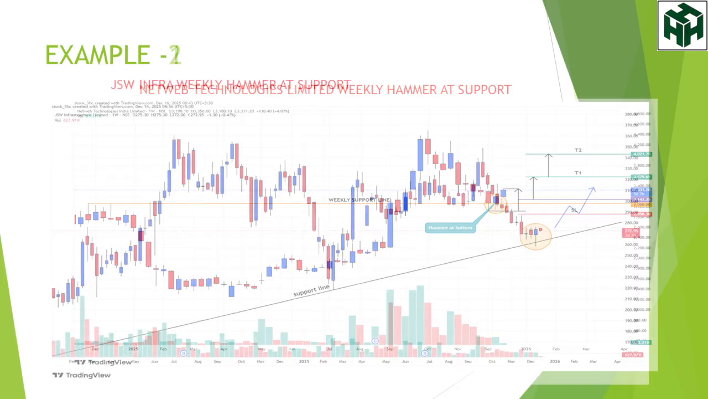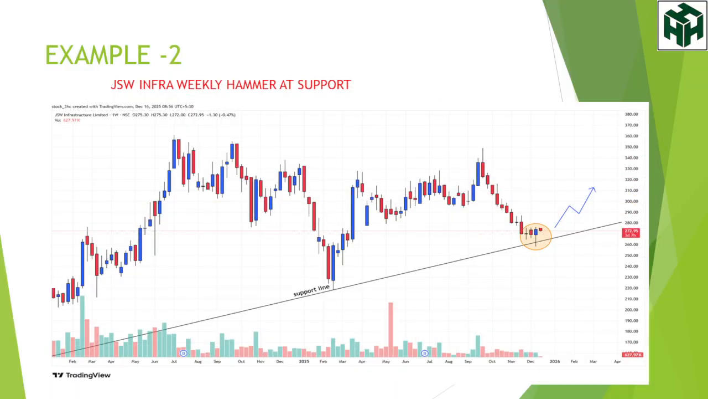Another example is JSW Infra, where we can see the hammer happening at the end of the downtrend, and it is happening at the support line of the chart. As you can see, right now we don't have any supporting candle after the hammer. So the trade is not yet confirmed, and once there is a closure of a candle above the high of the hammer, we can start our investment, defining targets 1 and 2.